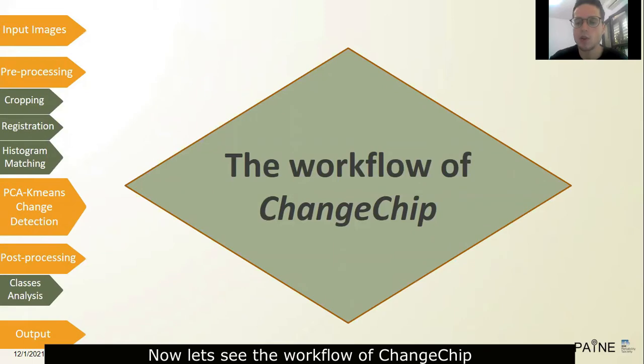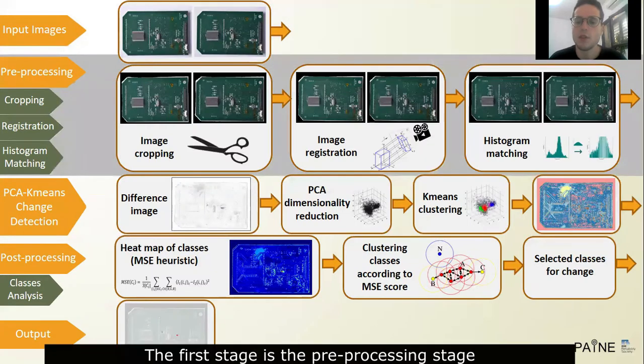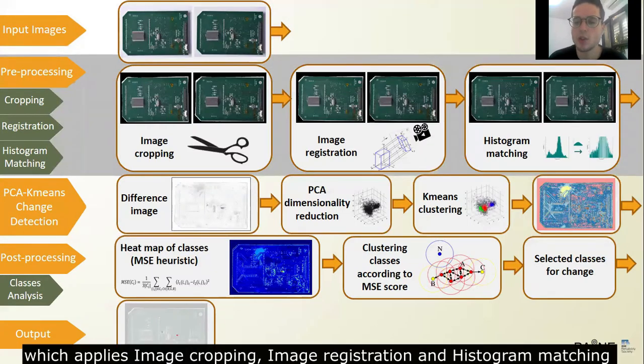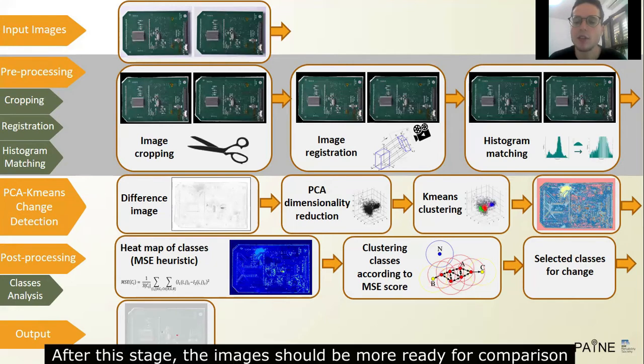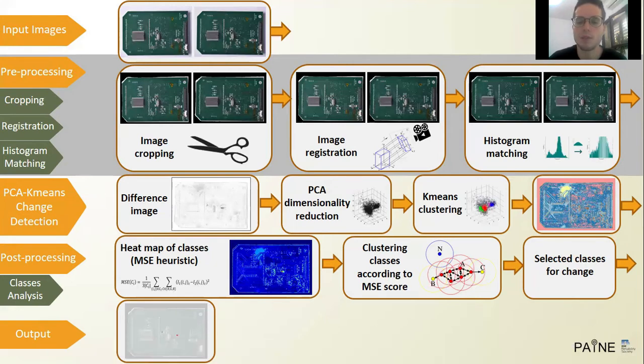Now, let's see the workflow of Chainchip, the algorithmic stages applied from input to output. The first stage is the preprocessing stage, which applies image cropping, image registration, and histogram matching to eliminate the effect of background, positioning, and lighting. After this stage, the images should be more ready for comparison.